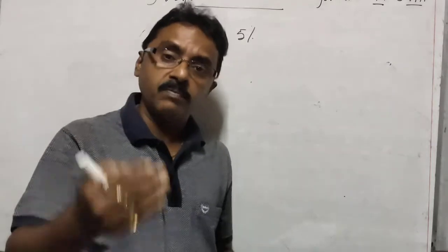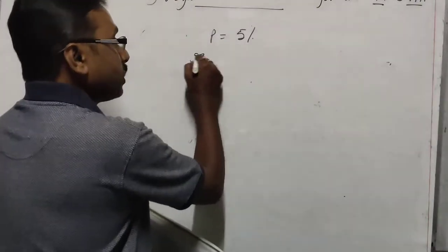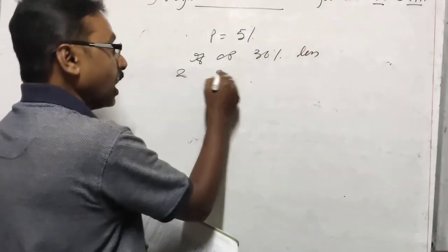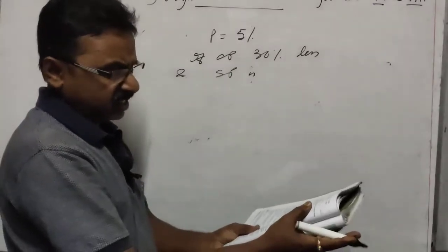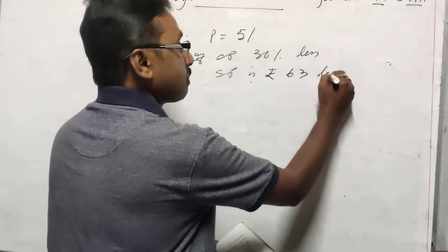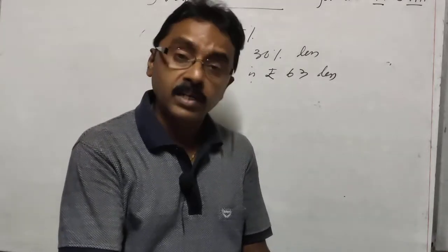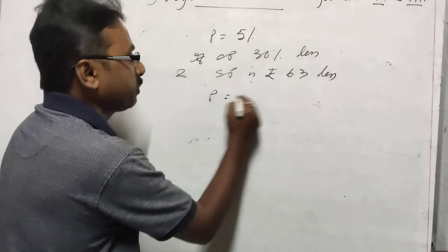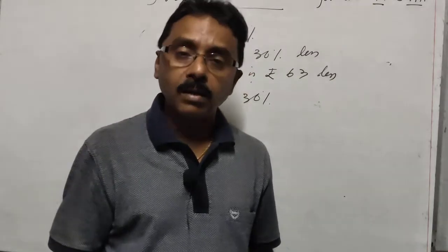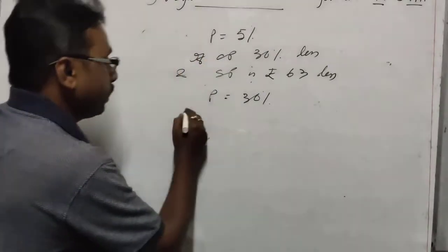If the CP is 30% less and SP is rupees 63 less, then he would have made a profit of 30%. Then the profit percent will be changed. New profit percent will be 30%. Now the question is, what is the cost price of the article? We don't know what is the CP. Okay, let us assume that CP be rupees 100.